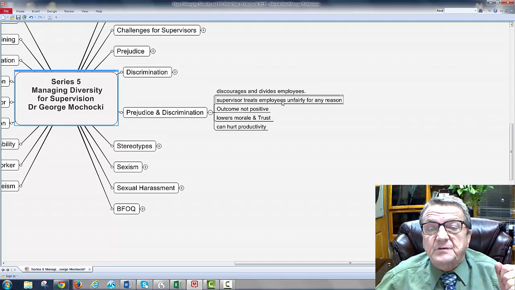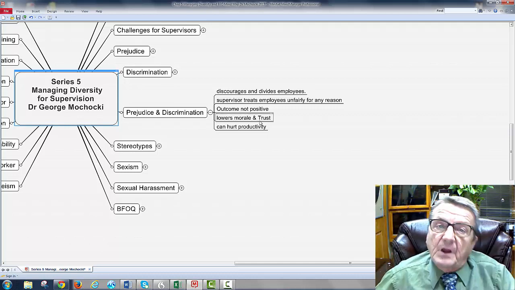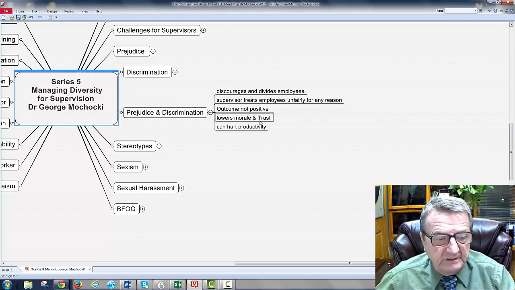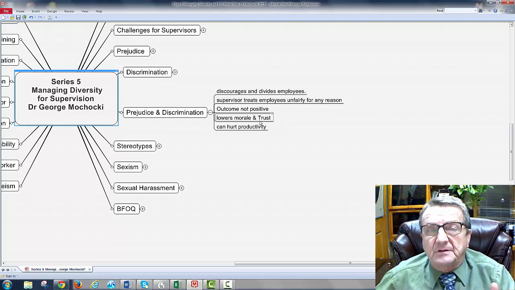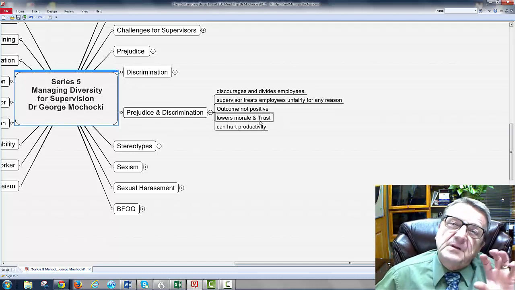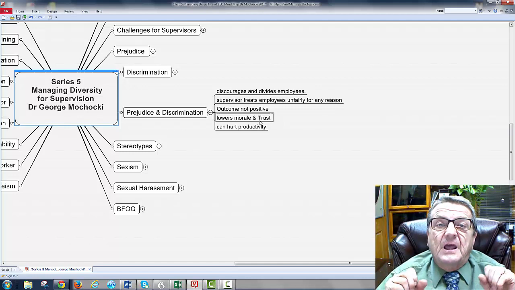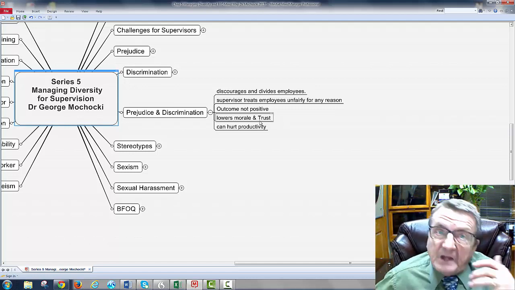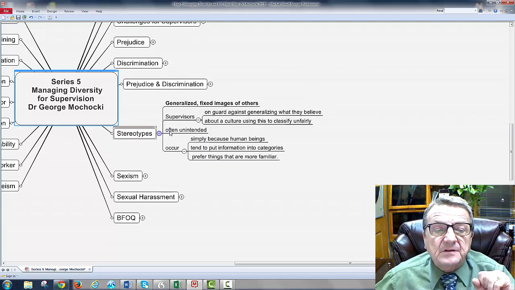If a supervisor treats employees unfairly for any reason, the outcome is never positive. It lowers morale and trust, not only for the person that's being discriminated against, because they can pick up your prejudice, that you don't like me for some reason, but also other team members begin to say, hey, he's prejudiced against this class of individuals. Now, are we going to be next? Because we're not like him or like her. It can hurt productivity.